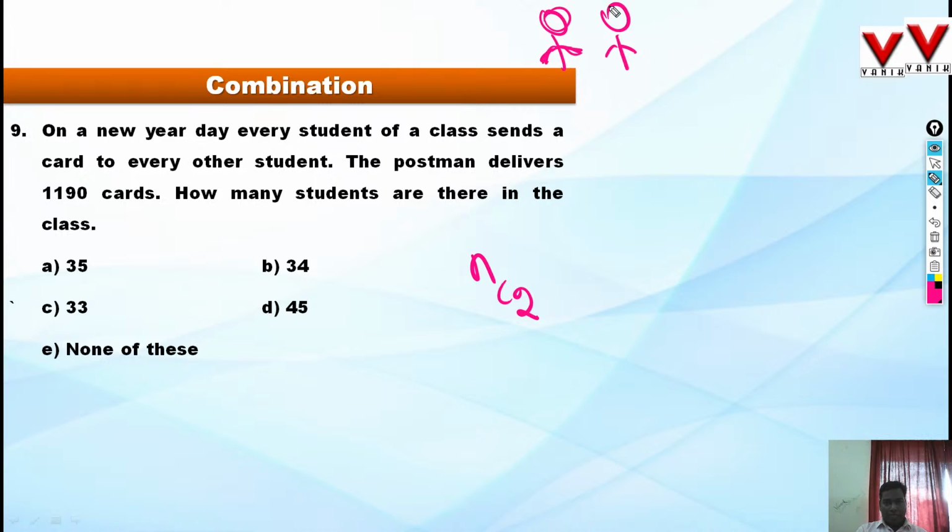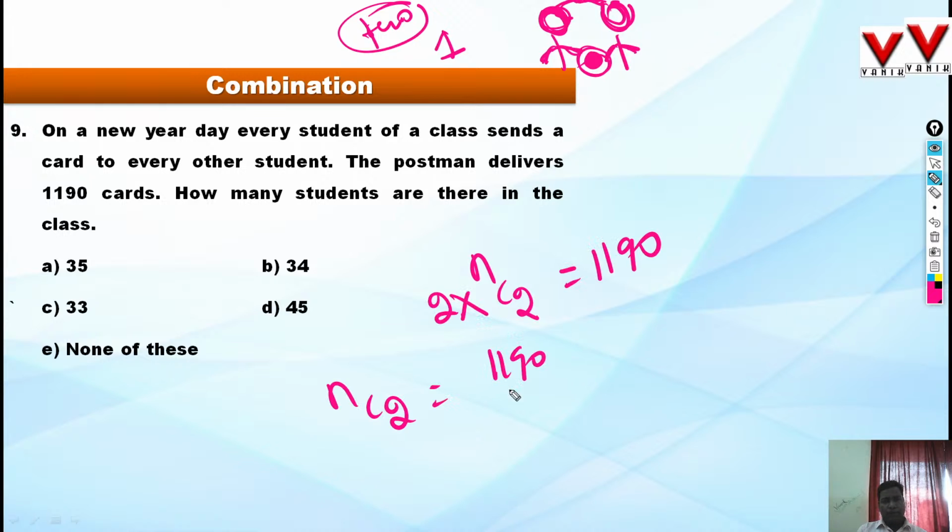shake hands with each other. But in the case of a letter, this person gives a letter to this person and this person gives a letter to this person. But for only 1 letter, we require only 2 persons. One handshake will occur, but here in the case of a letter, it is into 2. 2 into NC2 is equal to 1190. Then NC2 is equal to 1190 divided by 2. N into N minus 1 by 2 is equal to 1190 by 2. 2 cancels. N into N minus 1 is equal to 1190.